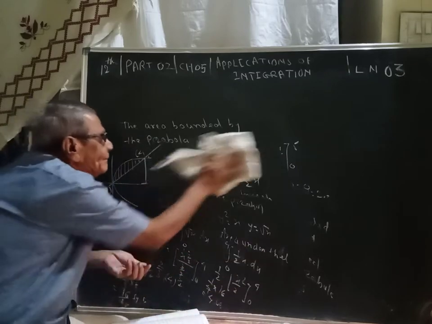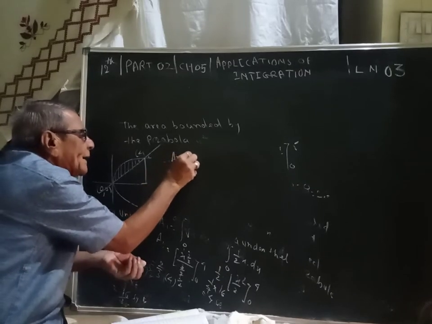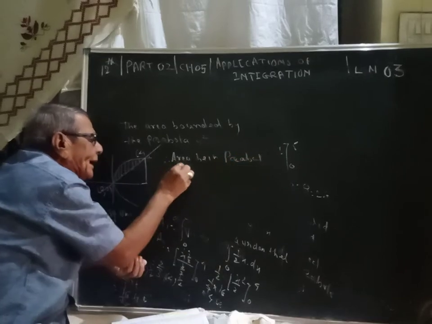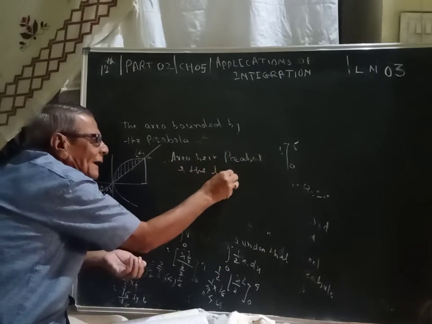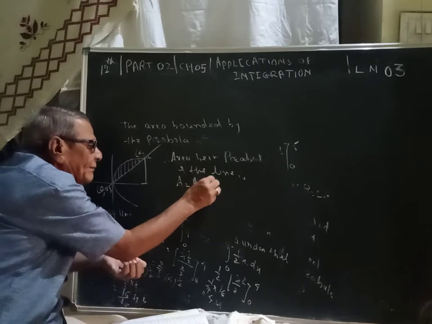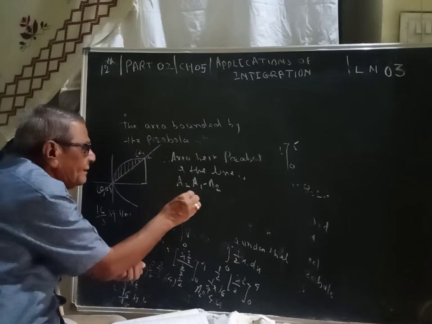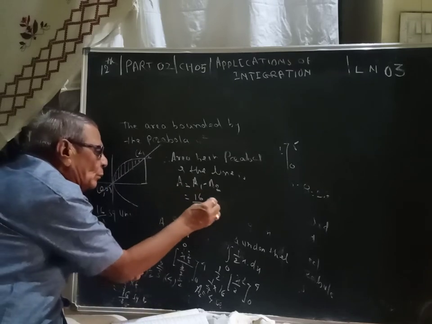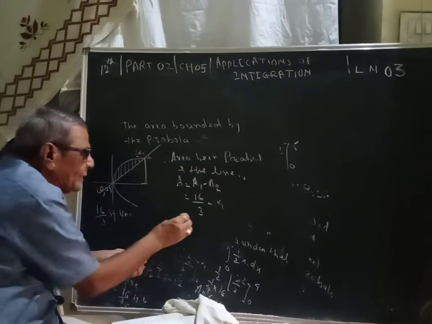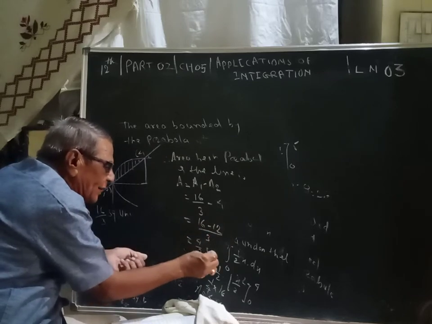So therefore the area between the parabola and the line is A is equal to A1 minus A2. So 16 by 3 minus 4. So it is 16 minus 12 by 3. So it is 4 by 3 square units.